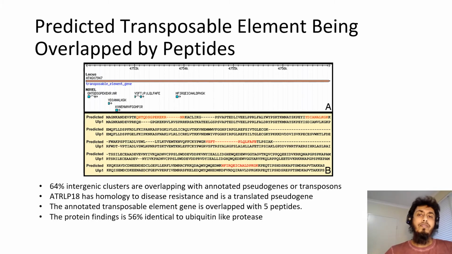First, a significant fraction, almost 64% of intergenic clusters, overlap annotated pseudogenes or transposons. For example, a translated pseudogene is at a locus named ATRLP18, which is a receptor-like protein that has high homology to disease resistance proteins both in Arabidopsis and other plants. We identify 5 such peptides, 3 of which are uniquely located at the same locus, confirming translation.